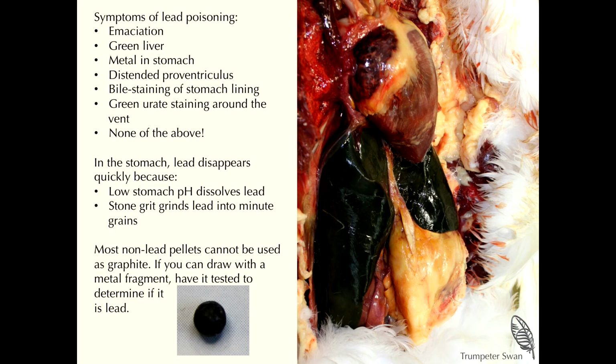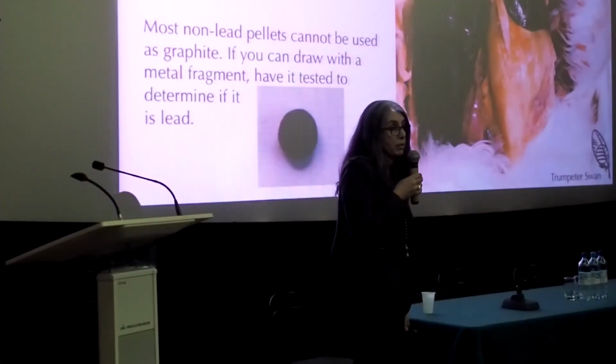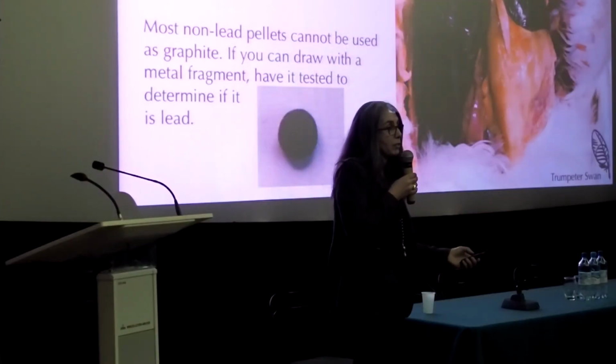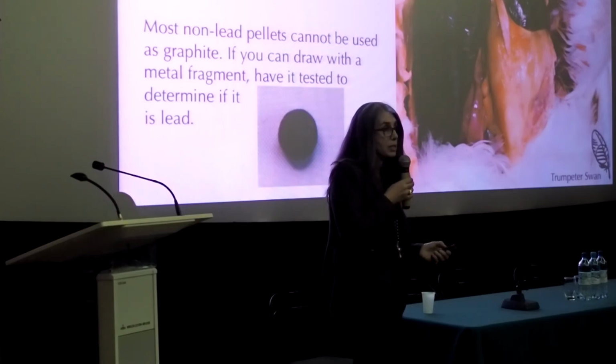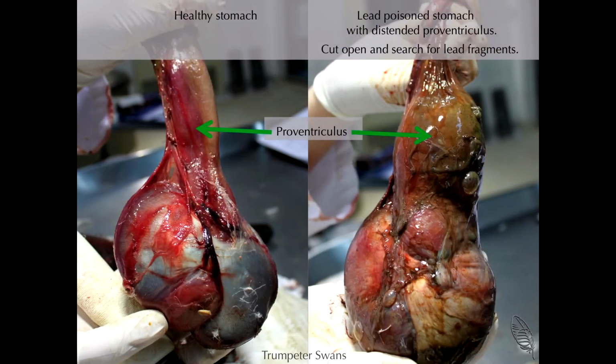And one thing I want to show here, it says symptoms of, and then the last one is none of the above. And I've got that quite often, in that there's a list of symptoms you can see, and sometimes it's kind of blind. Now the important thing when you've got a bird that you think is lead poisoned is to look at the stomach.